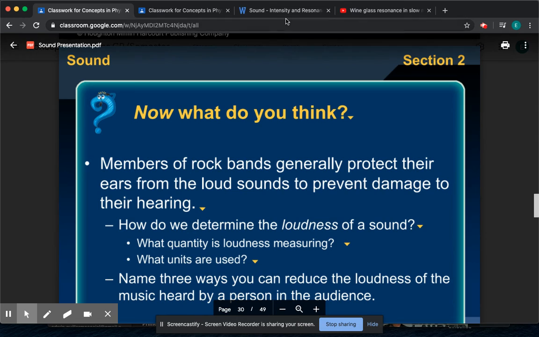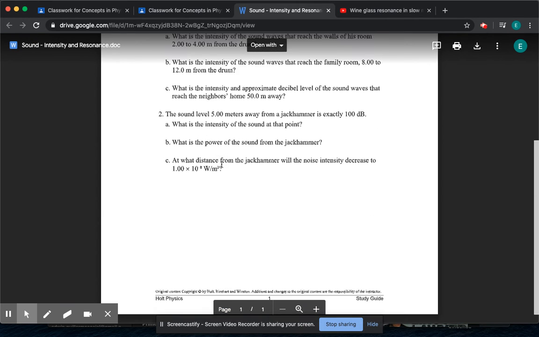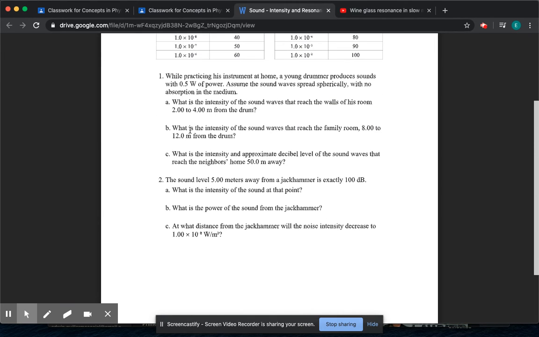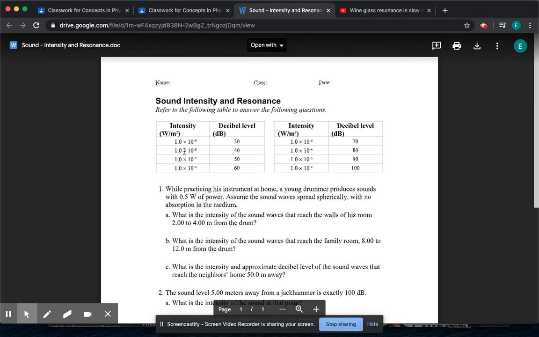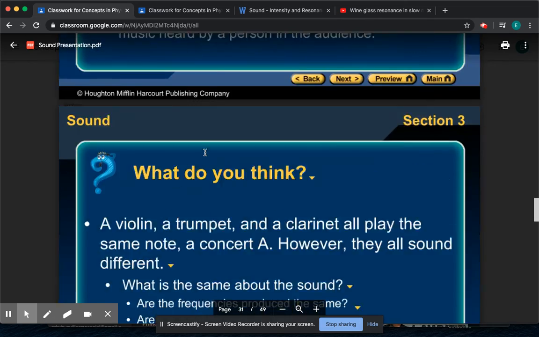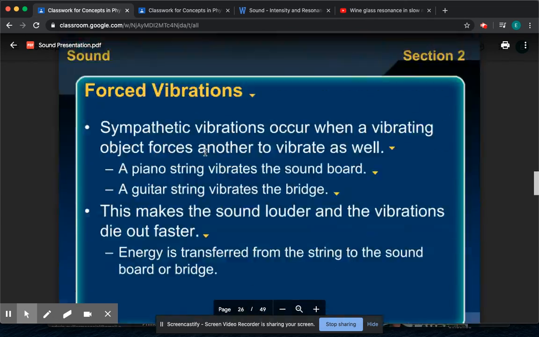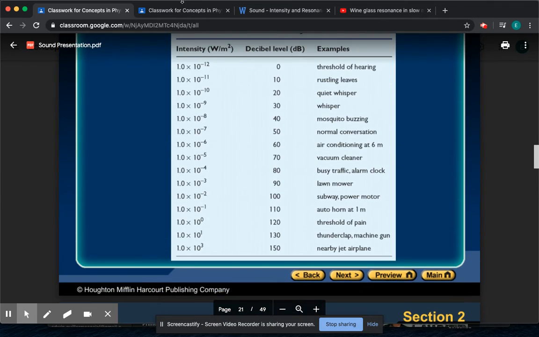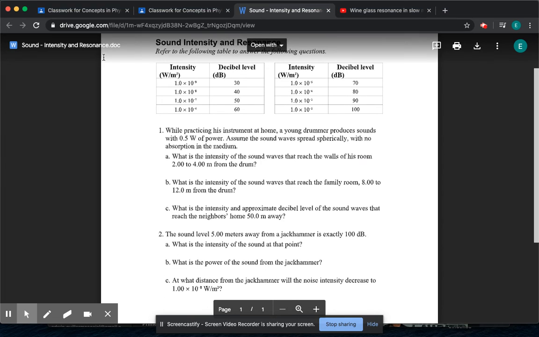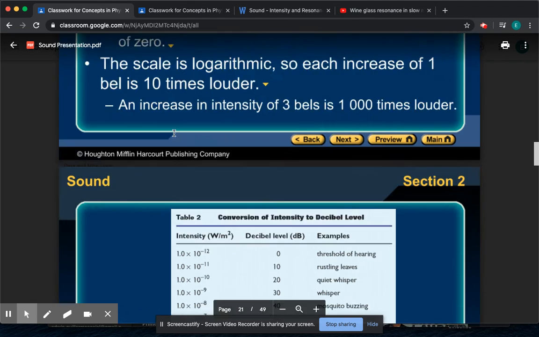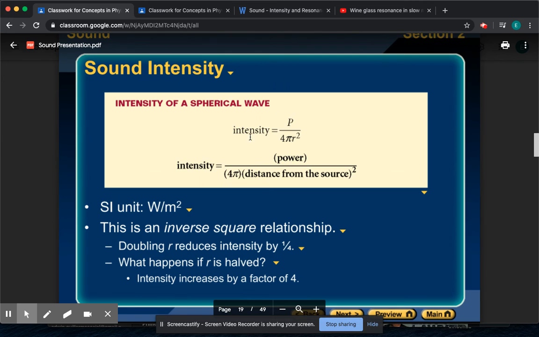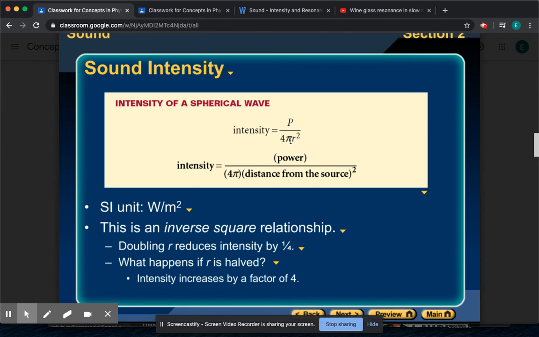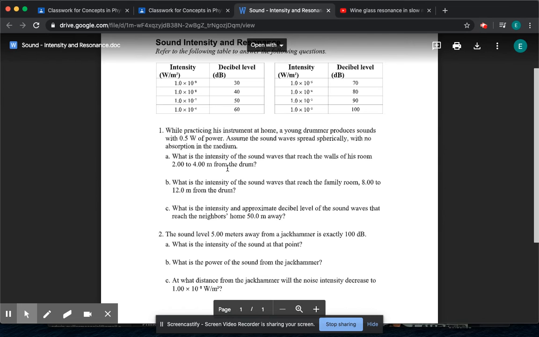As far as work is concerned, you have a brief worksheet. There are 3 questions total that you need to answer with the table above. The table gives you a reference point. It's the same as the table in the slide, which matches intensities and decibel levels. You also need the intensity equation to answer the questions: I equals P over 4 pi R squared.